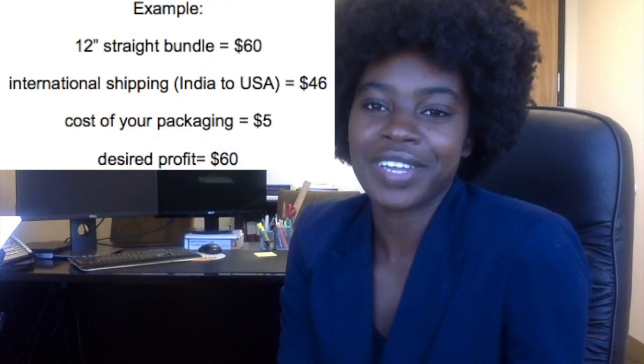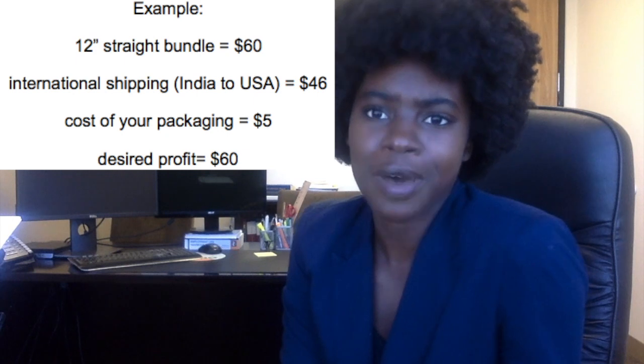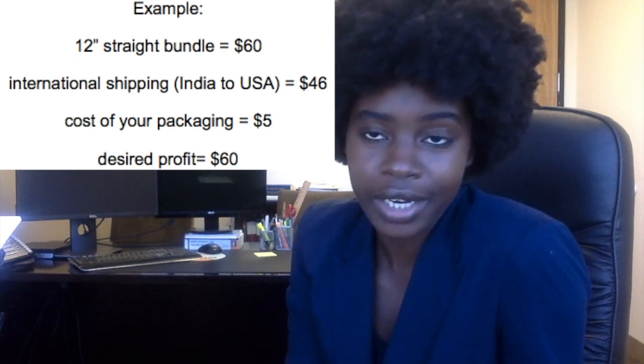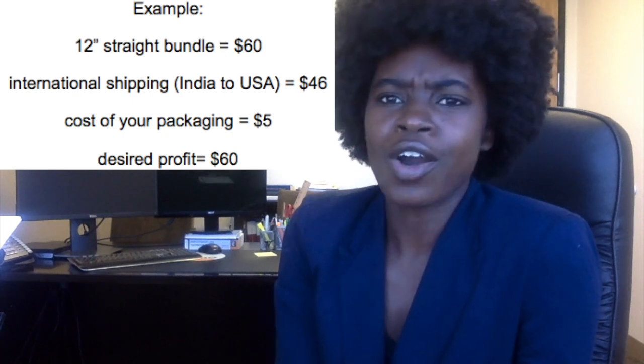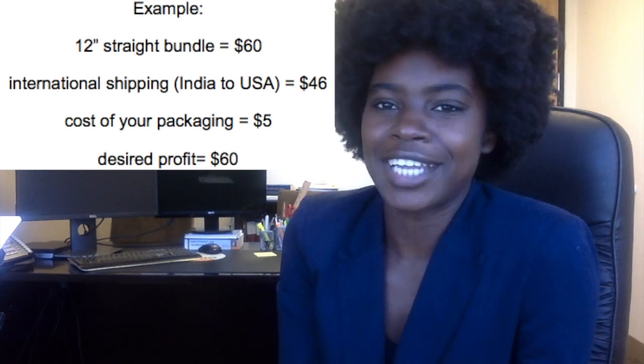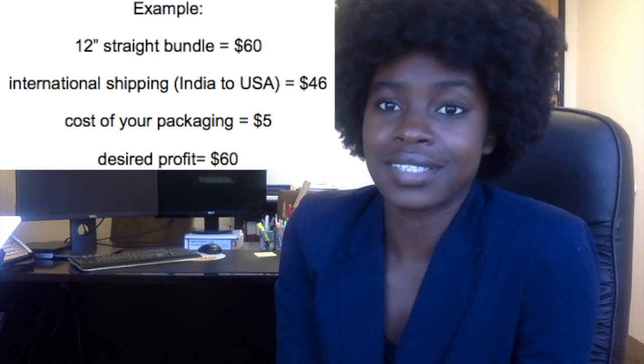So let's just say that your vendor charges you $60 for a 12-inch of raw Indian straight hair. Imagine that international shipping is $46. Let's just say your cost of packaging is $5 and your desired profit is $60, okay? Now you're also going to want to incorporate shipping costs to your customer, and we'll say that that is $11.